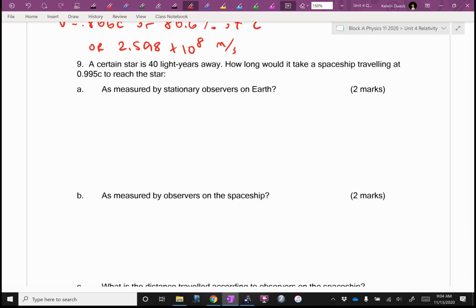I like this because in one question, we really get a feel for how wonderfully strange space travel would be. So a certain star is 40 light years away. Remember, light years is a distance. How long would it take a spaceship traveling at 99.5% of the speed of light to reach the star as measured on the Earth? So right now, since we're measuring by the stationary observers, we're not going to use relativity.